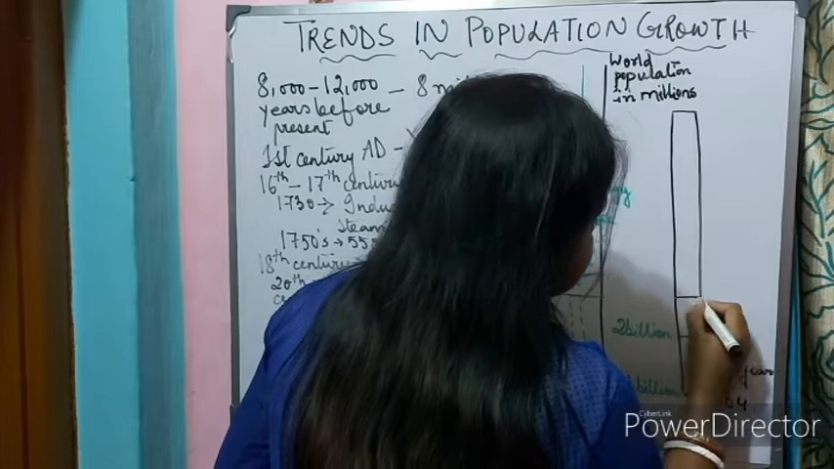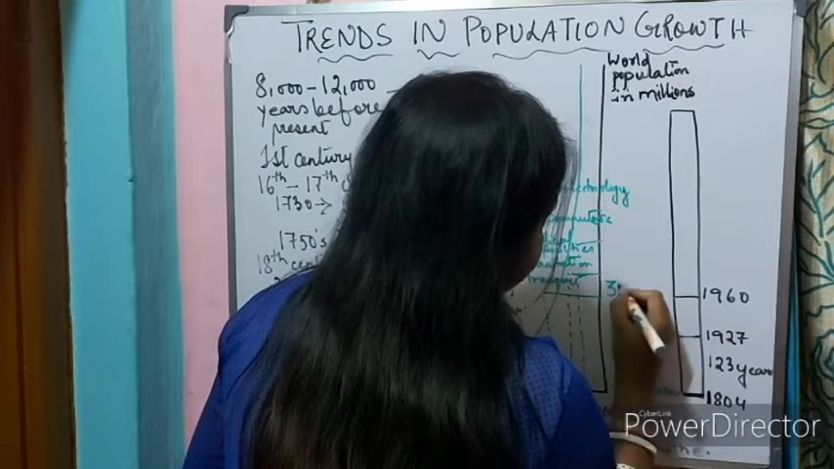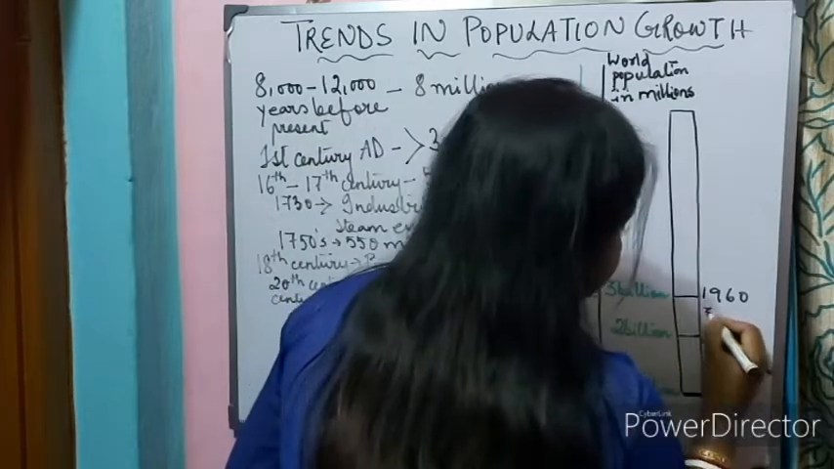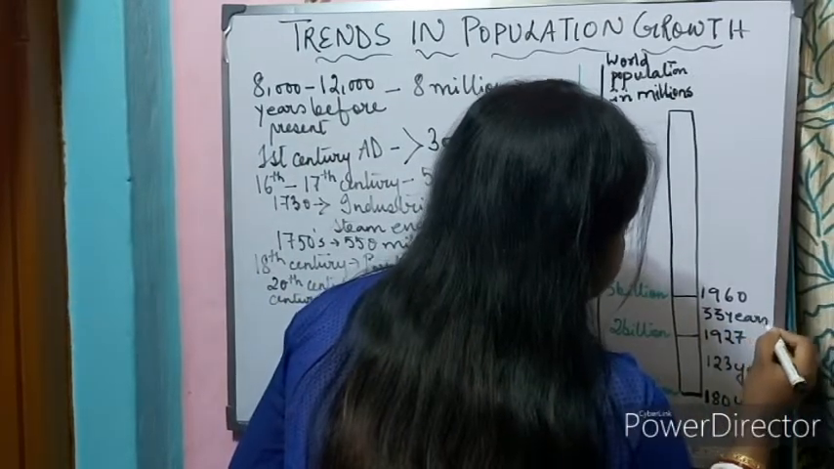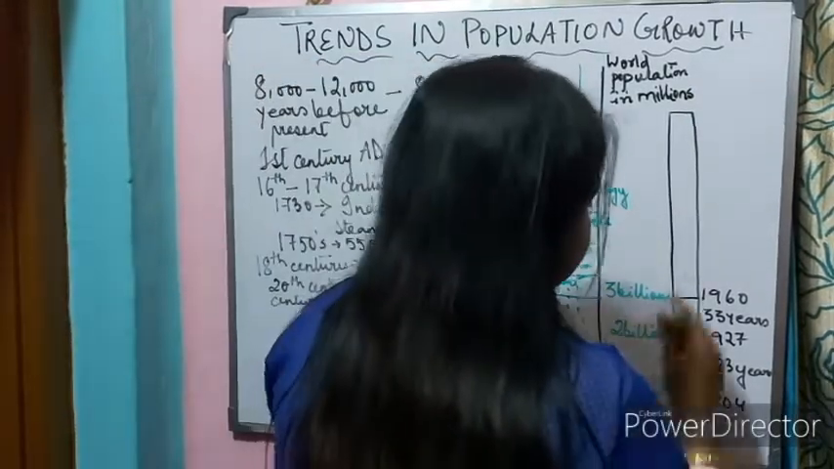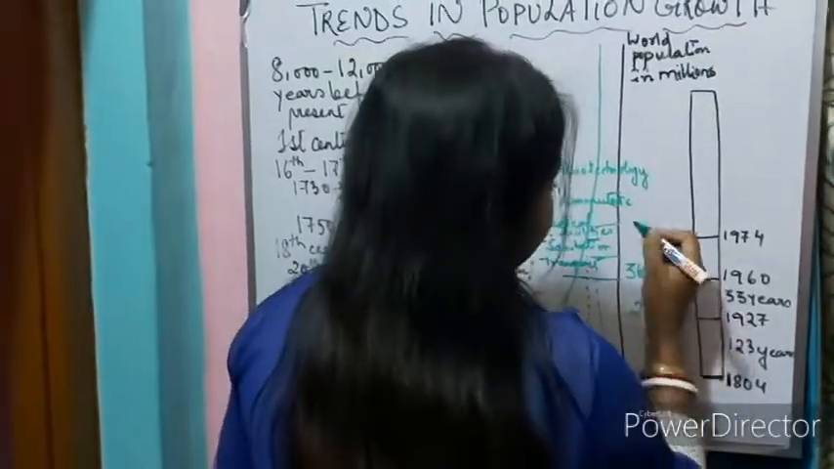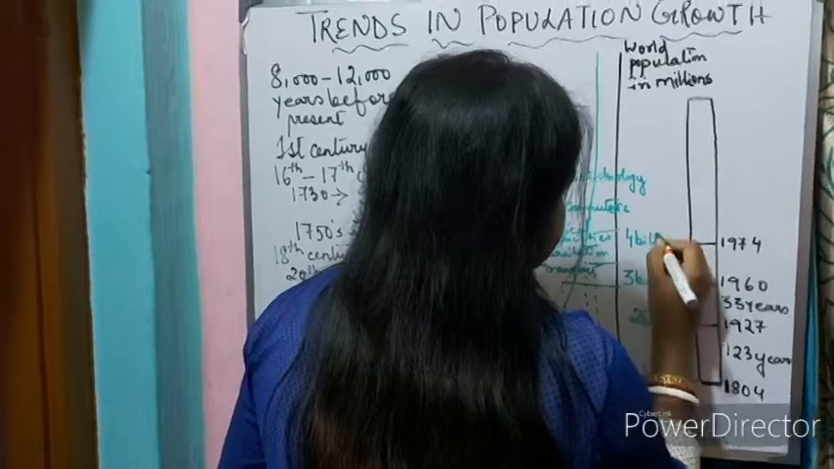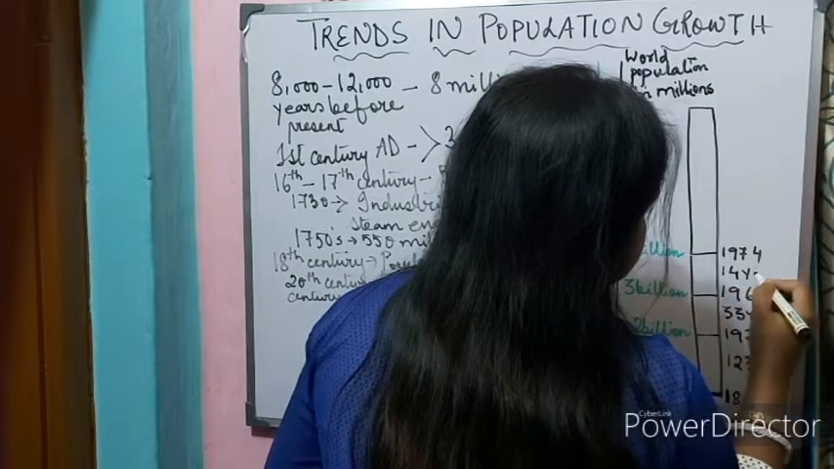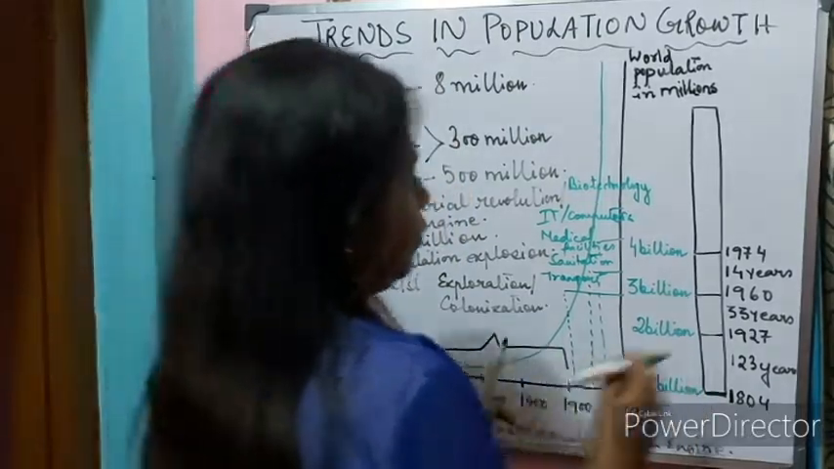Now in 1960, the population became 3 billion. So it took 33 years to reach from 2 to 3 billion. In 1974, the population became 4 billion. It took around 14 years to reach 4 billion.